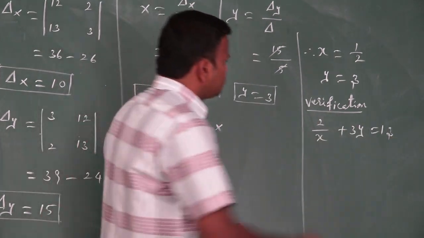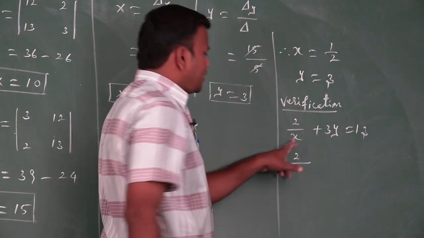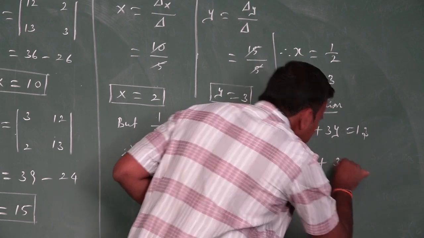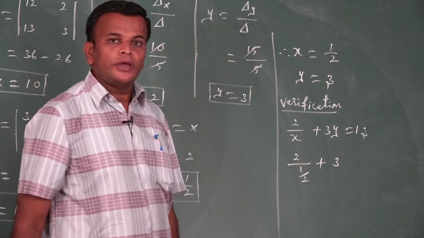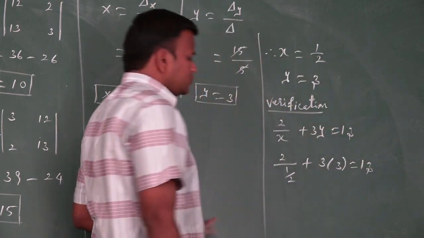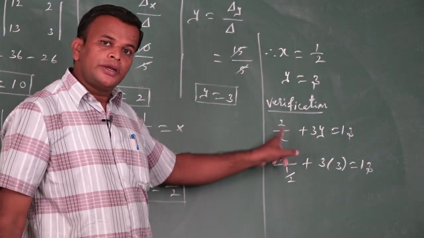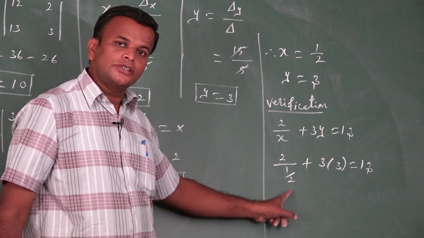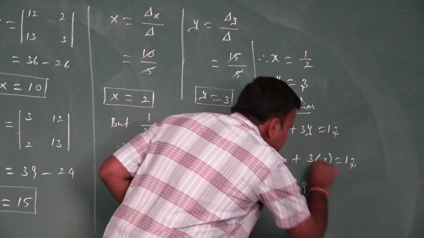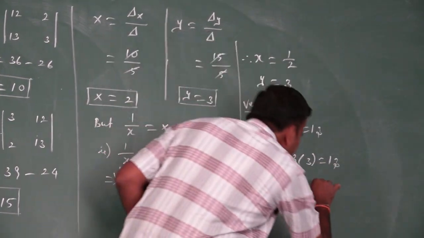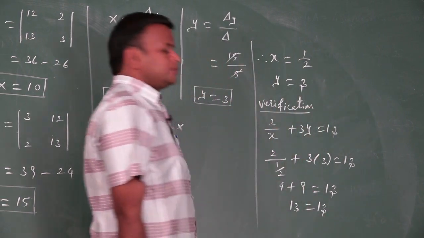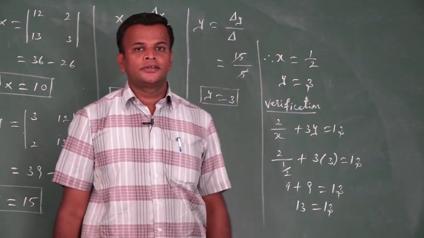We check 2 by x. The value of x is 1 by 2, plus 3y. The value of y is 3. Now this 2 goes to numerator. Denominator is a fraction, so this 2 goes to numerator. 2 × 2 is 4, plus 3 × 3 is 9, is equal to 13. So 13 is equal to 13. So our answer is correct.